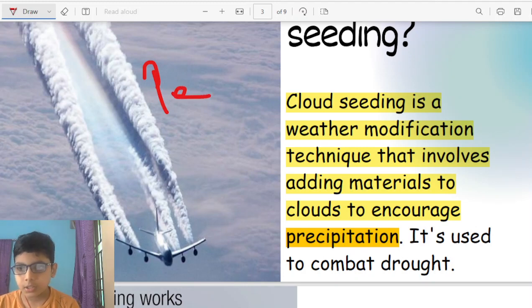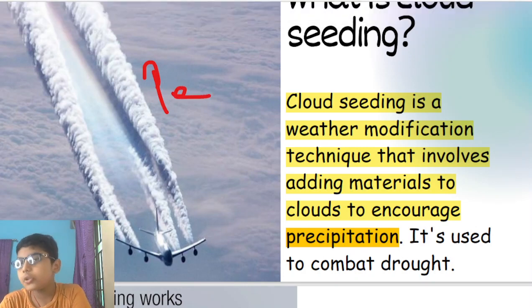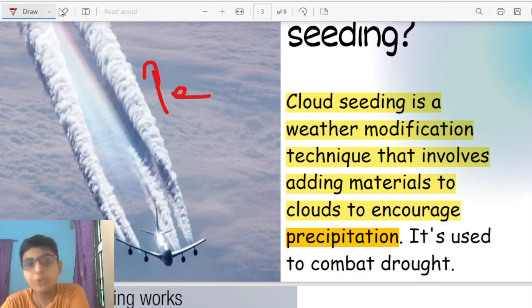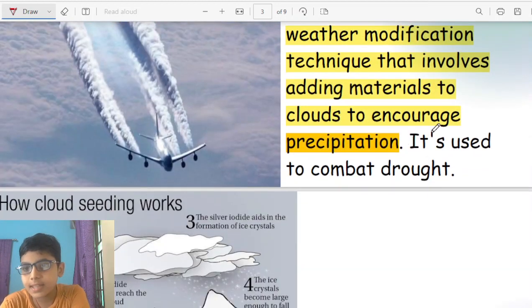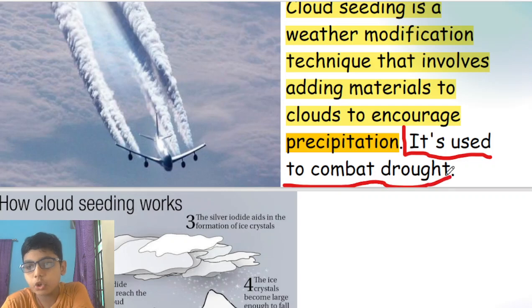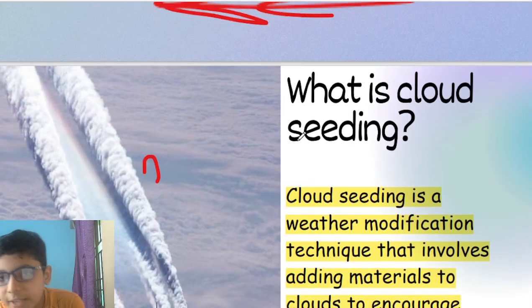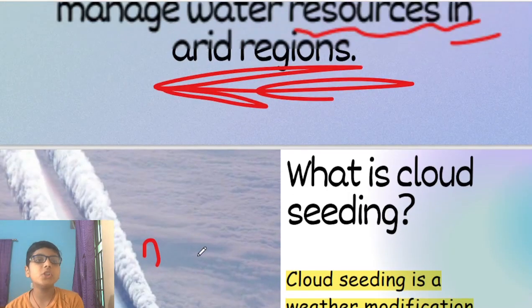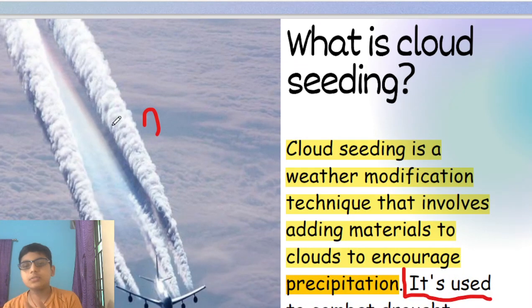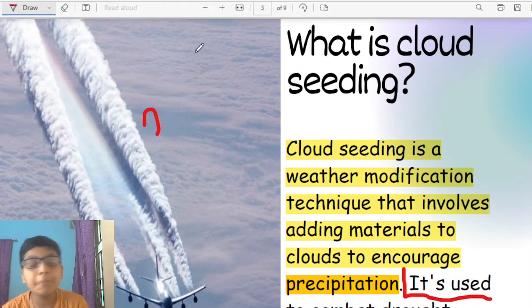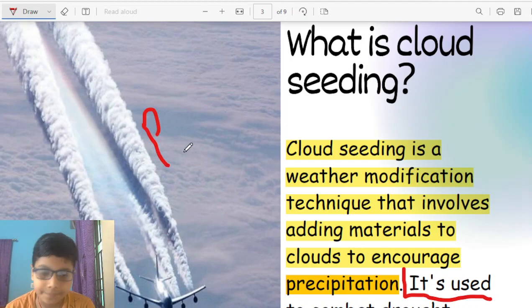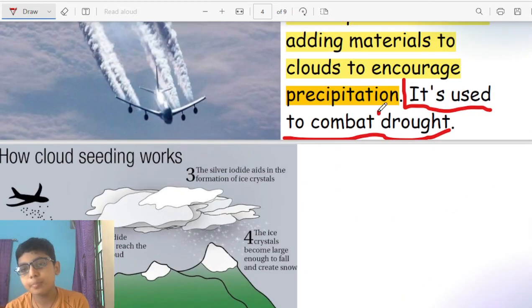So precipitation is the word that you all must be knowing, right? Another thing is that it is used to combat drought. Now you must be knowing what droughts are. Droughts are one of the natural disasters in which there is a lack of water and people don't find water. That is what a drought means.